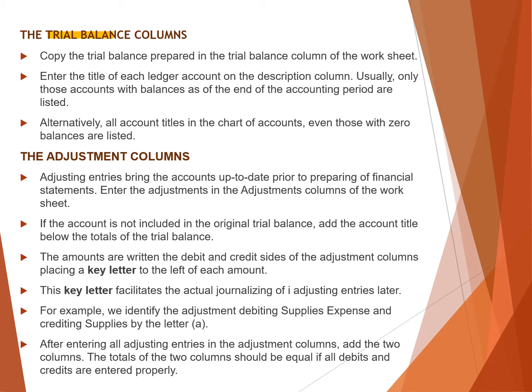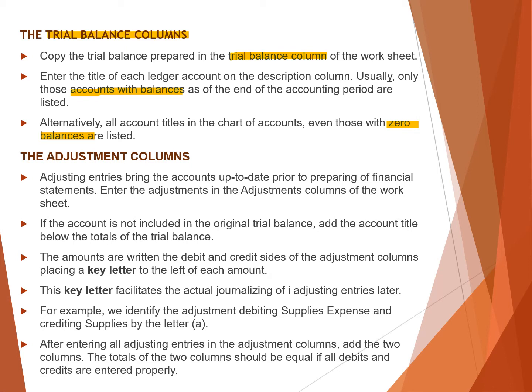The first column is the trial balance column. Here you just have to copy the trial balance that is already prepared. If you are solving a problem, the trial balance is already given. So what you need to do is just copy what is in the trial balance to the trial balance column of the worksheet. Then you enter the title of each ledger account in the description column. Usually, only the accounts with balances are placed there. Alternatively, all account titles in the chart of accounts are listed, even the accounts with zero balances.